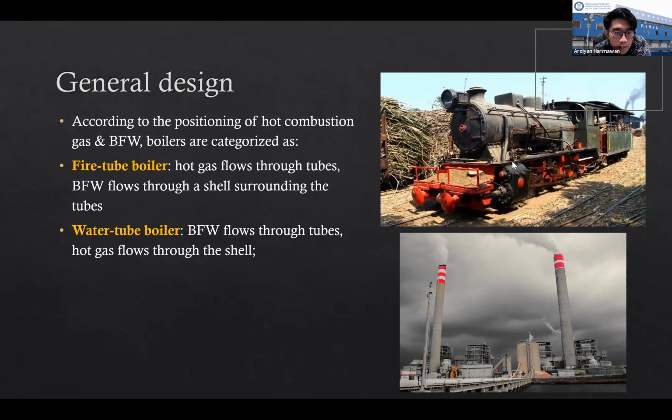And the first figure, you know this figure, right? This is the locomotive. Yes, it's driven by a steam boiler, and the type of boiler used in the locomotive is normally the fire tube boiler. And the second one is one of the biggest PLTU in Python. Python is in West Java.